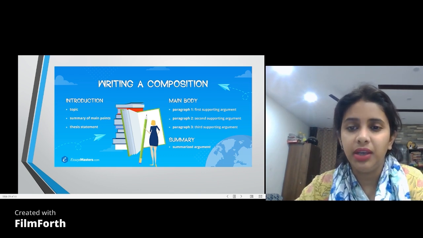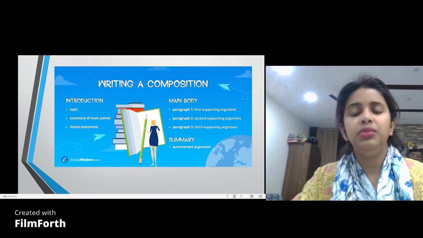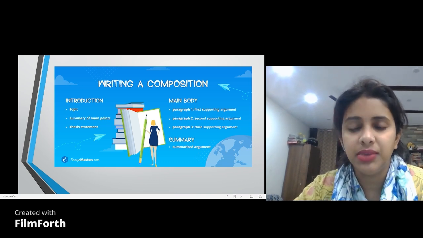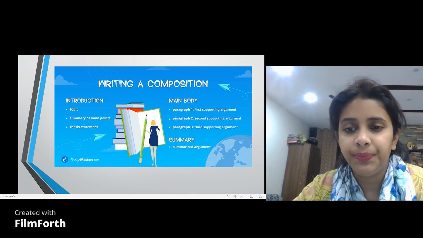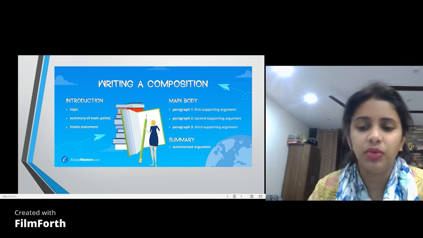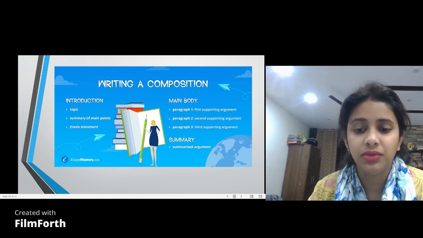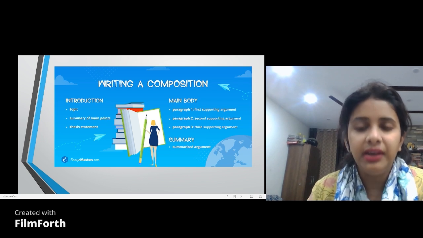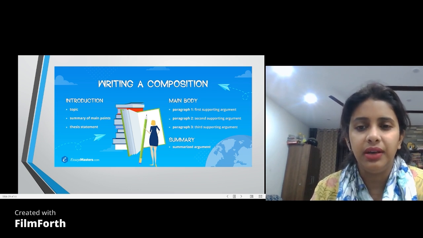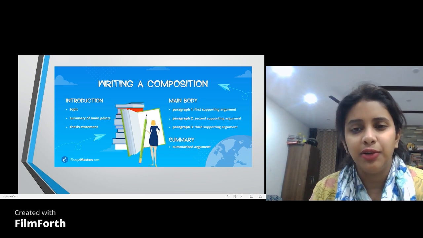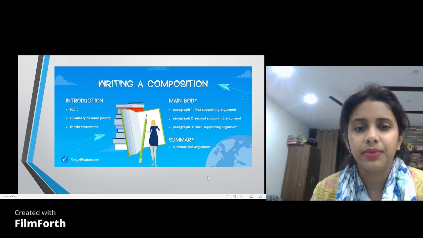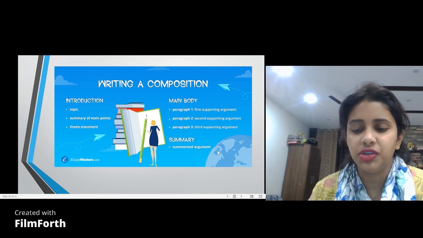Okay, then the main body: the first supporting argument, the second supporting argument, and the third supporting argument. That means in the main body, you're going to describe the different elements in your composition. If it's a problem, you're going to talk about the problem, you're going to discuss the data, the statistics, giving examples and all, relating it to general life, to everyday life. Okay, and then last is the conclusion. We're going to summarize things up and come to a solution to the problem. So that's how you write a composition.